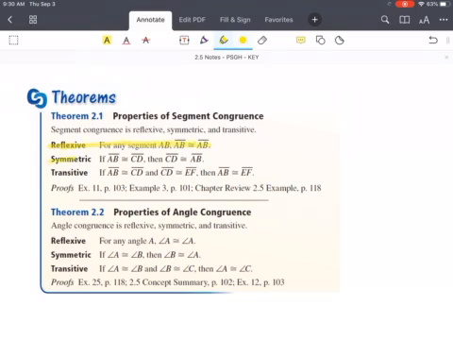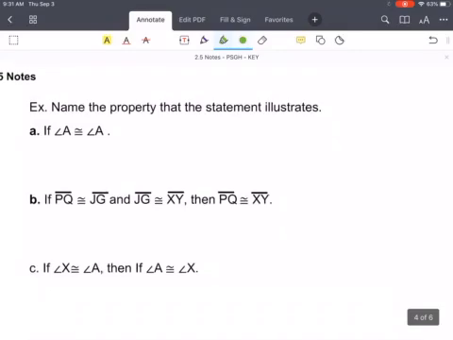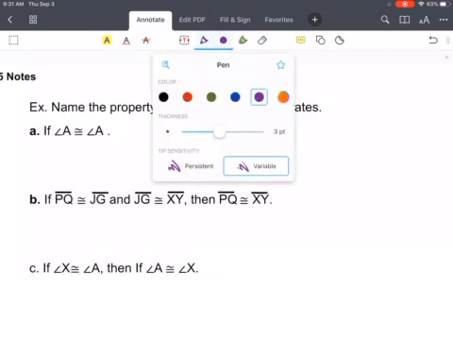If I were to reverse something, it would just flip the order. It would be called the symmetric property. And then the transitive is similar to the chain rule. When I say AB is congruent to CD and then CD is congruent to EF, so I've connected it with CD, then I can just say the first one, AB, is congruent to EF. And the same thing applies with angles. So then based off of that, go ahead and take a second and name these three properties.